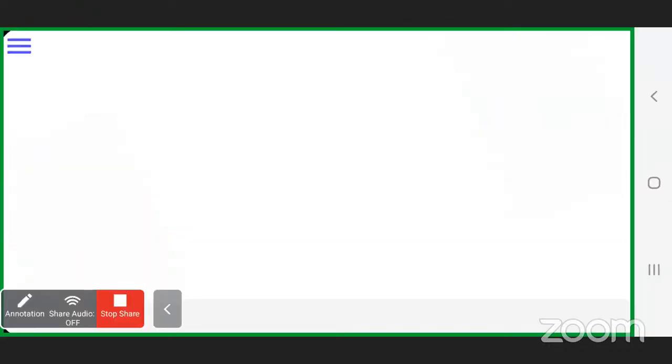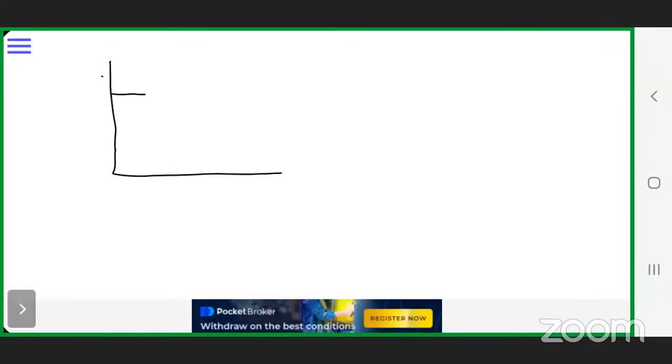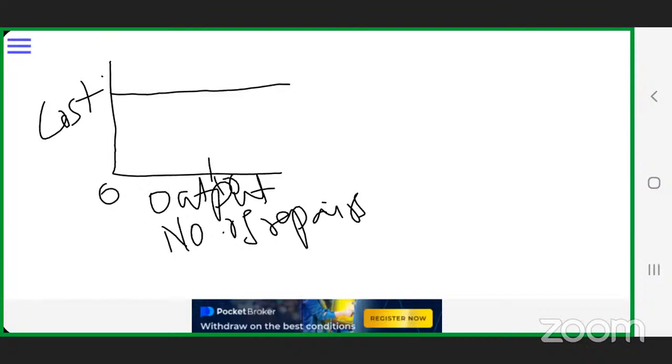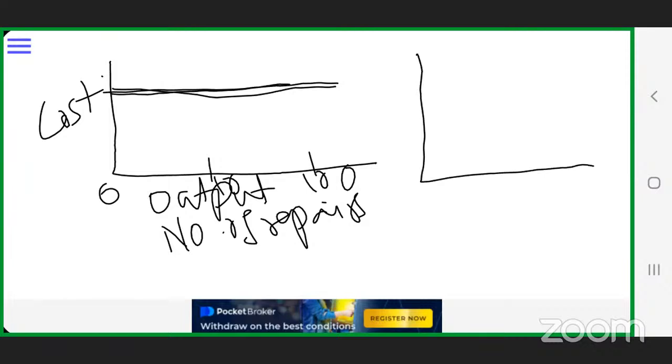So if I see fixed costs, suppose I'm taking cost on the y-axis, and output, or say number of repairs, on the x-axis. Irrespective of the number of repairs, even if 0 repairs are there, even if 10 repairs or even 100 repairs are there, I have employed the people permanently. So that cost is fixed. Can you see the line there? Yes. So these are the fixed cost.